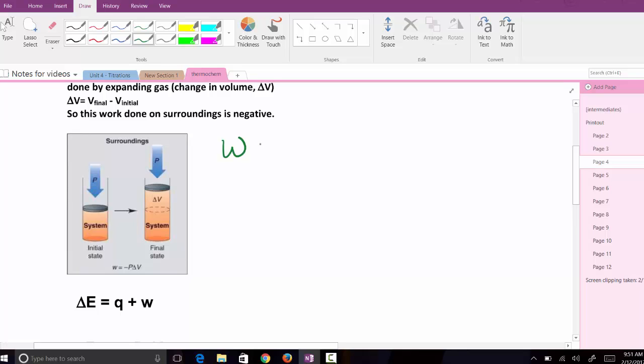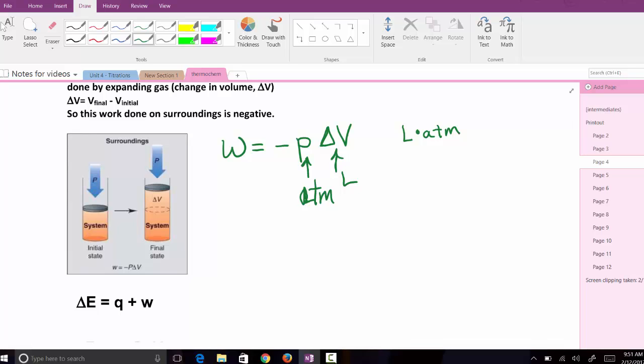So we're going to use this equation that work is the negative pressure times the change in volume. And again, change in volume is final minus initial. Now, our pressure is in atmospheres, ATMs, and my change in volume is going to be in liters. So that's going to give me a unit of liter atmospheres. And if we're going to add that to heat, which is in joules, then we need to have a conversion between liter atmospheres and joules.